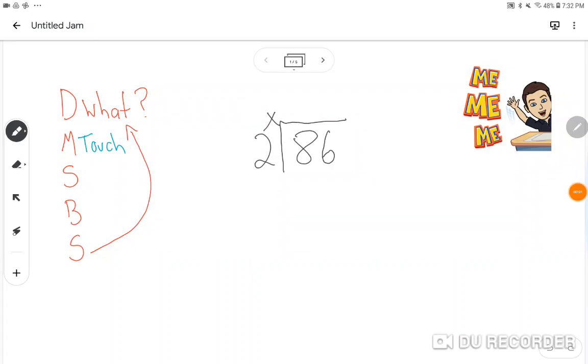Okay, fifth graders, this is what you need to do. You're going to look at each of these problems, pause the video, do the problem on your white piece of paper, then watch the video and correct your own work. Ready? Pause now.